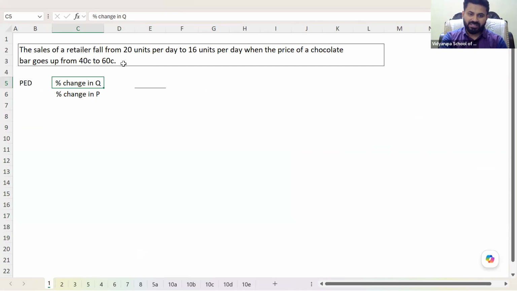Here they say 40C and 60C. If you remember, in one of the earlier questions we had discussed this. C in our question stands for cent. So 100 cents is $1. 60C is 60 cents. 40C is 40 cents. 40 cents means what? 40 divided by 100, $0.4. 50C will be half a dollar because 100 cents is $1. Remember that. Calculate the value here, then we will discuss.